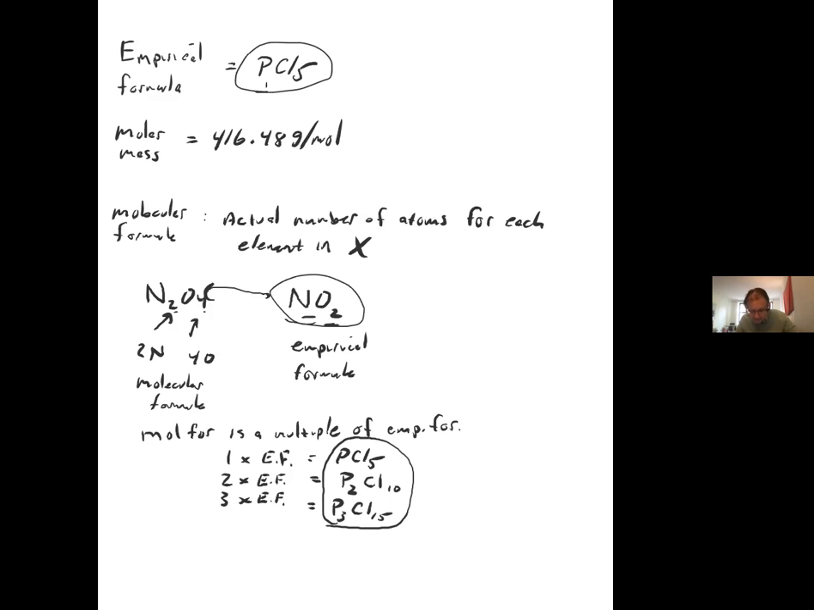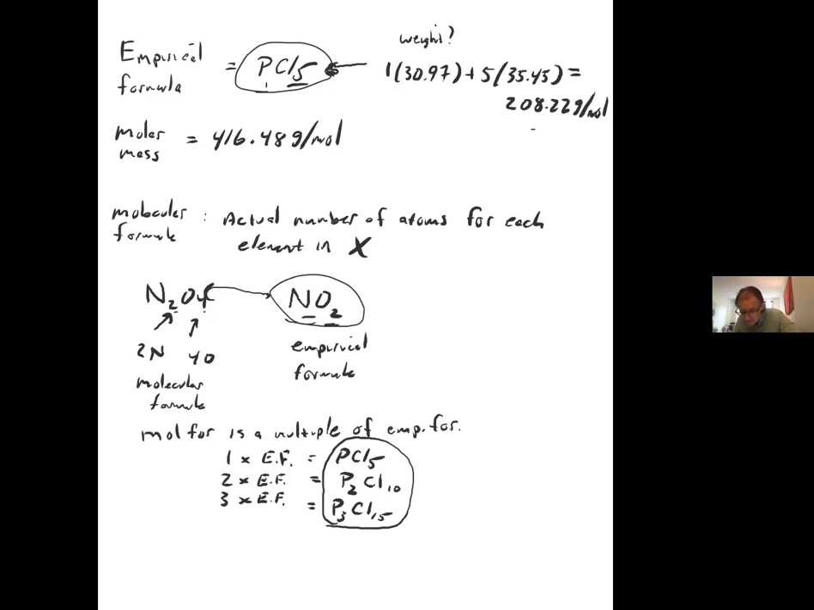So here's how you go about it. What you do is you ask yourself, how much does the empirical formula weigh? What's its weight? So you got 1 phosphorus, so 1 times 30.97. And you got 5 chlorines, 5 times 35.45. And you just add them up. Those are the molar masses from the periodic table. So 30.97 plus 5 times 35.45, and you get 208.22 grams per mole.